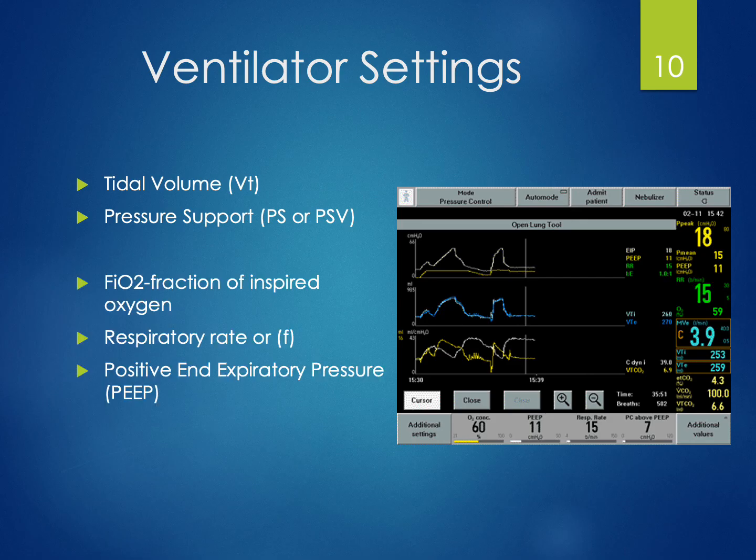So now we'll be talking about the other settings that can be programmed into the ventilator. And these include FiO2, or fraction of inspired oxygen, respiratory rate, and positive end expiratory pressure, or PEEP. Now just note that there are many more settings that are included in a ventilator, but this is just your introduction to ventilators, so we're going to keep it fairly simple, also considering what the nurse is responsible for versus the respiratory therapist.